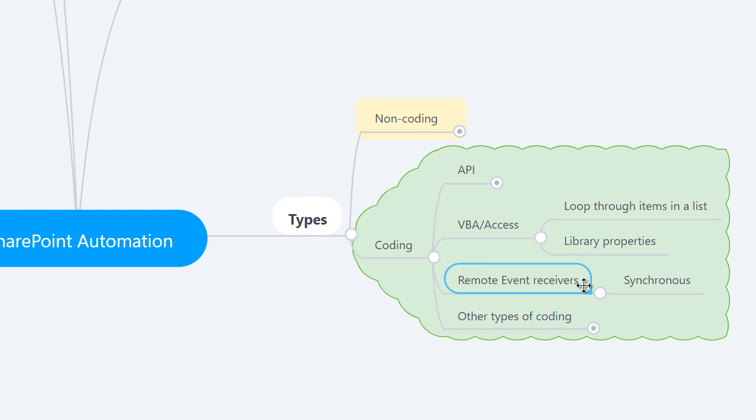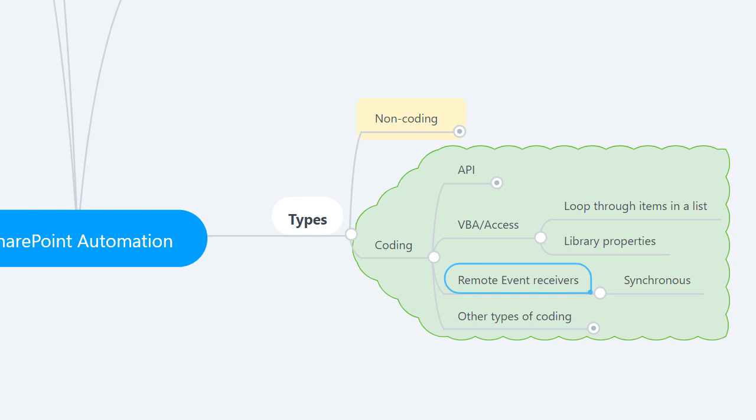There's also remote event receivers. You can register a remote event receiver. And what happens there is that when something changes or happens on the SharePoint side, it will call out to a web-based service that you can register. The benefit of that is that it can happen synchronously. That is, if you want something to happen before an item is saved in the list, this is the only way to do it, to have a remote event receiver.